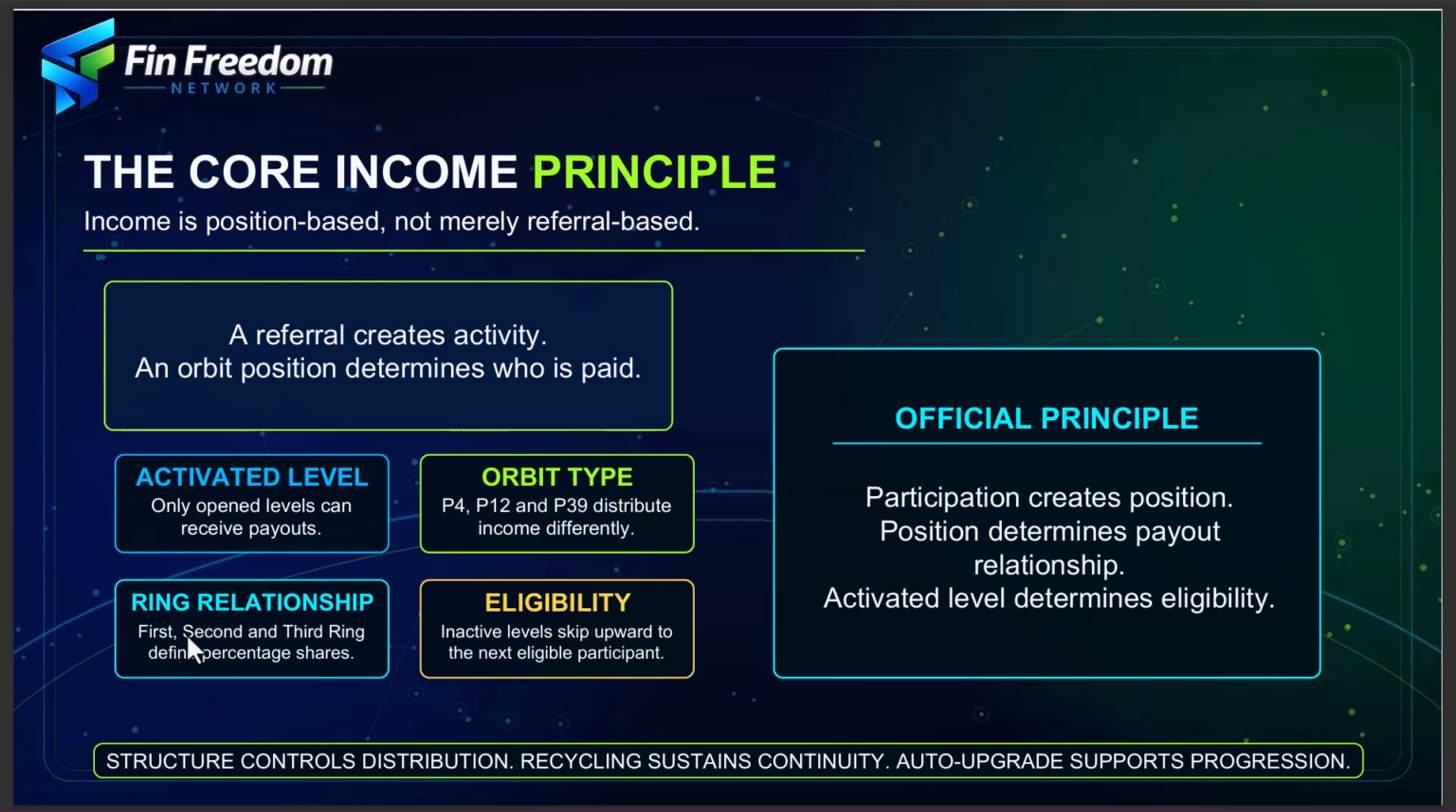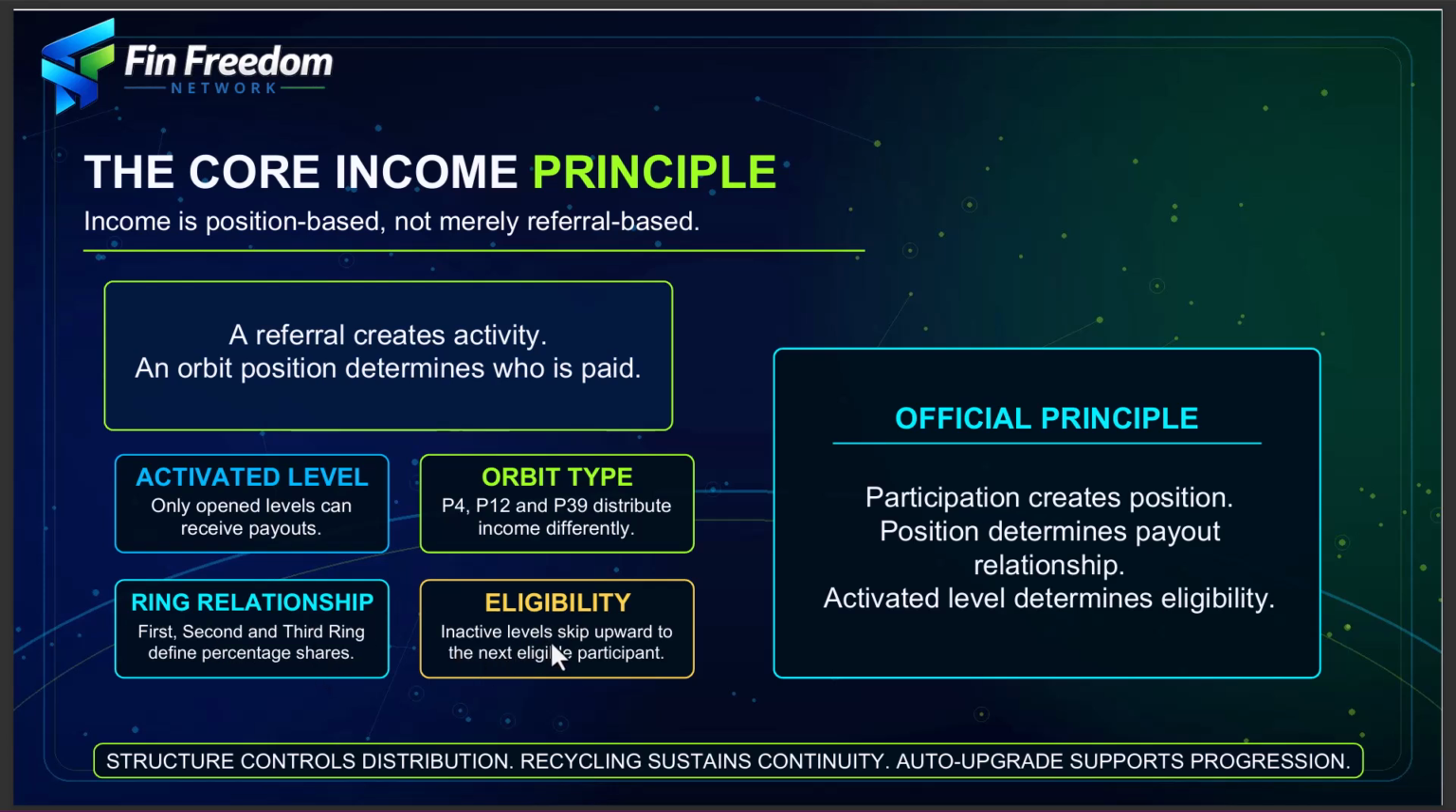Then we have ring relationship: first ring, second ring, and third ring. This ring placement defines percentage share. Okay? In some rings you earn 90%, in some rings you earn 20%. It depends, and I'm going to explain all of that as we proceed.